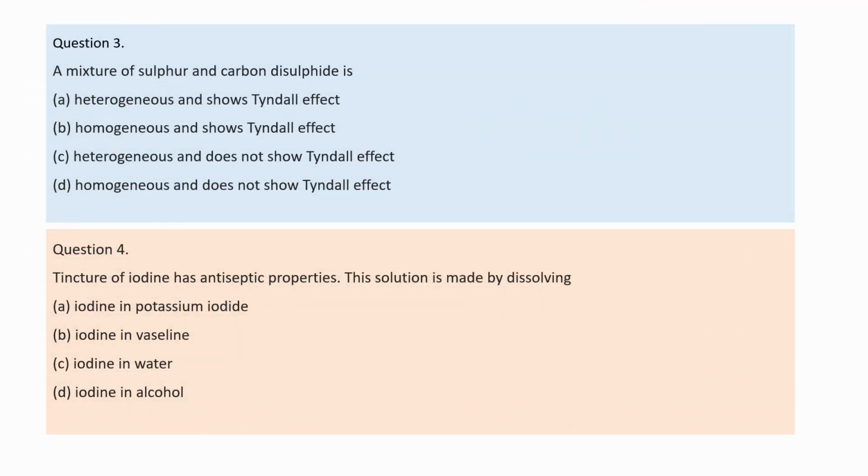Third question is mixture of sulfur and carbon disulfide. First of all, sulfur and carbon disulfide will mix and it will form colloids. And we know that colloids are heterogeneous mixtures and they will show the Tyndall effect. Now let us see the options. Heterogeneous and shows Tyndall effect.